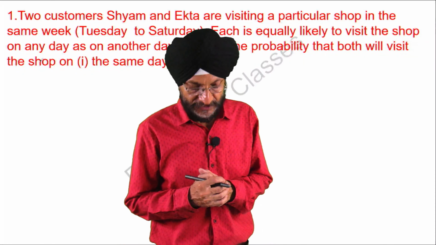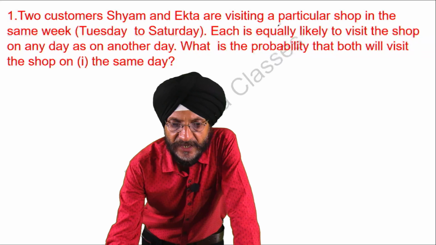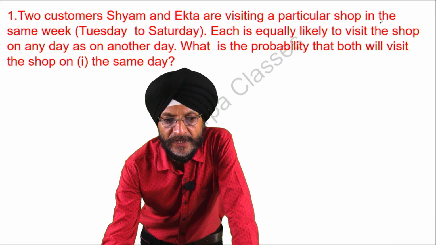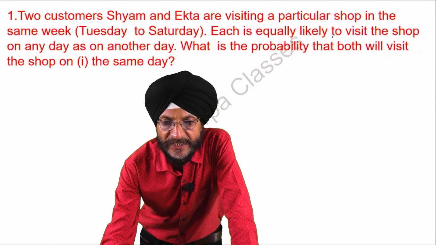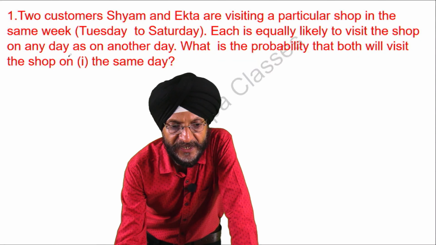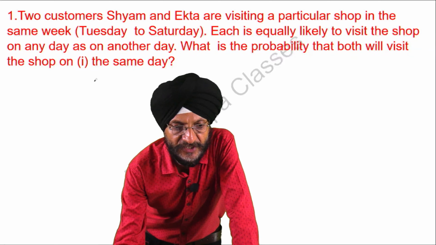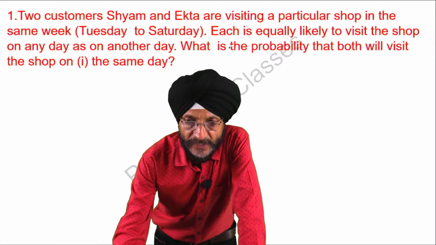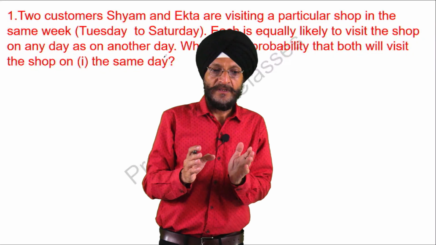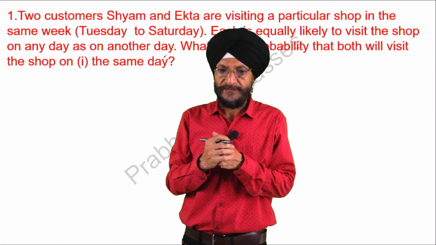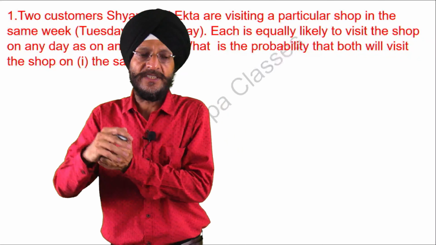Now the question before us is: two customers, Shyam and Ekta, are visiting a particular shop in the same week, Tuesday to Saturday. Each is equally likely to visit the shop on any day as on another day. What is the probability that both will visit the shop on the same day? Here the words are "on any day as on another day." It means that Shyam and Ekta can visit the shop on any day out of these days.